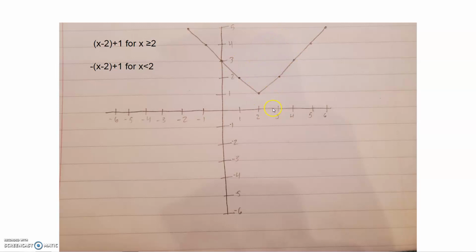You plug in a number. So let's say you have 4. Since 4 is greater than 2, you put it in. So it'll be 4 minus 2. That is 2. And then 2 plus 1 is 3. Point right there. If you do negative 1, put in negative 1.